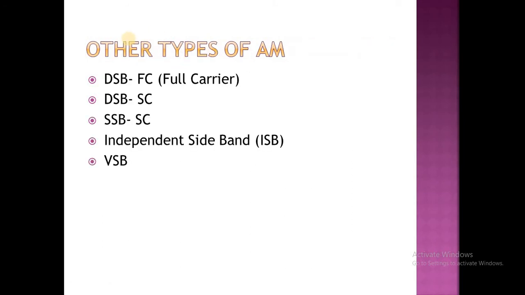So other forms of AM. AM is also called DSB-FC, that means double sideband full carrier. And other forms are DSB-SC, double sideband suppressed carrier, single sideband suppressed carrier, independent sideband, and vestigial sideband. These are the other forms of the AM.